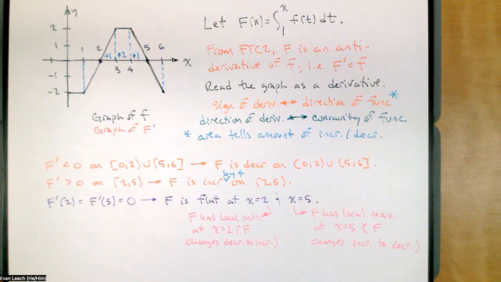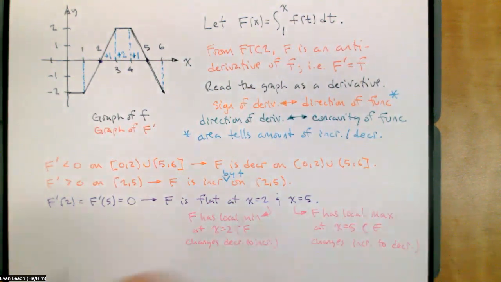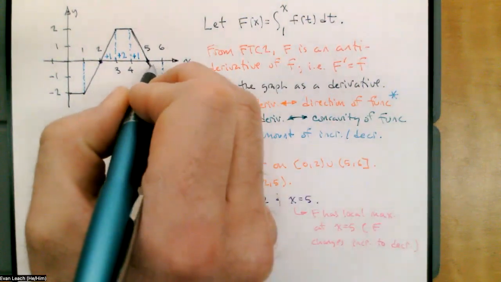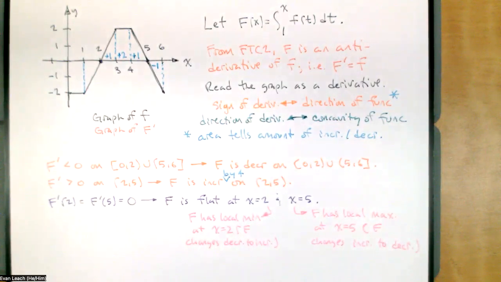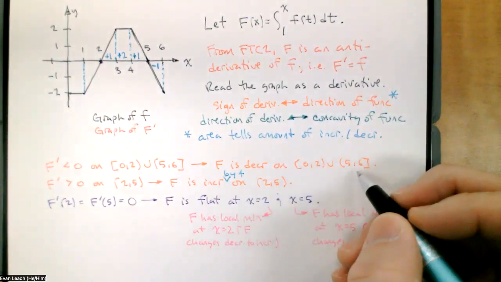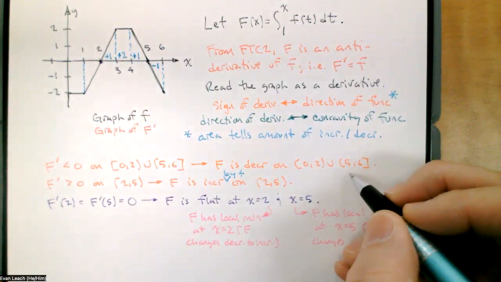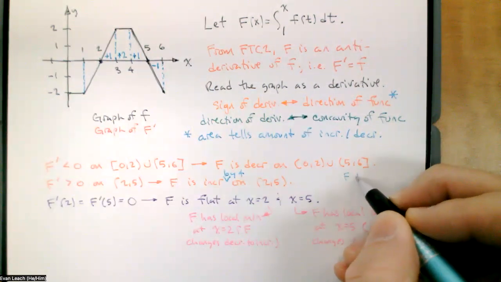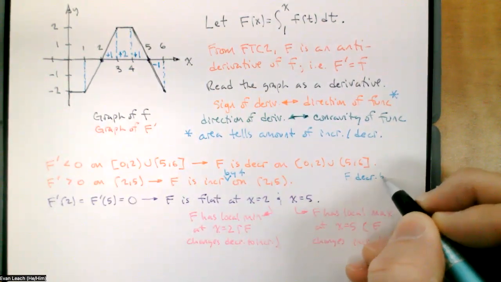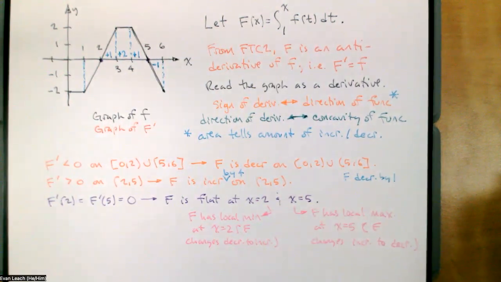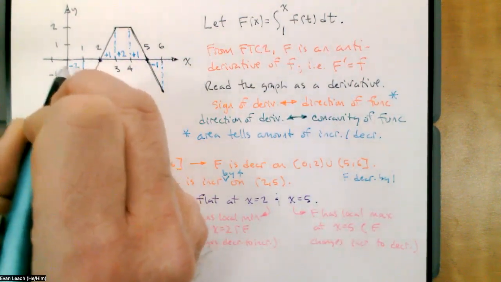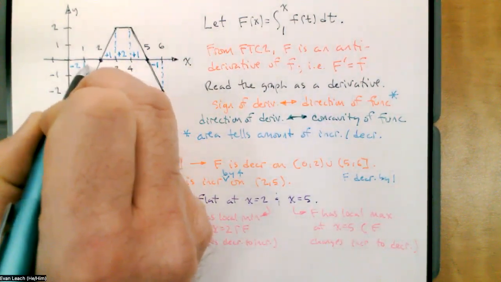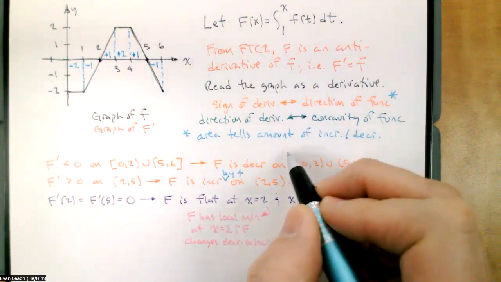And then the area can also tell us about the amount of decrease on the interval from 5 to 6. I can mark the definite integral as -1. So F decreases by 1 on 5 to 6. And on the interval from 0 to 2, F is decreasing by 3. Decrease by 2 from 0 to 1, and decrease by 1 from 1 to 2.